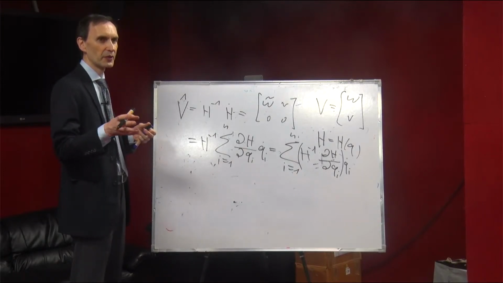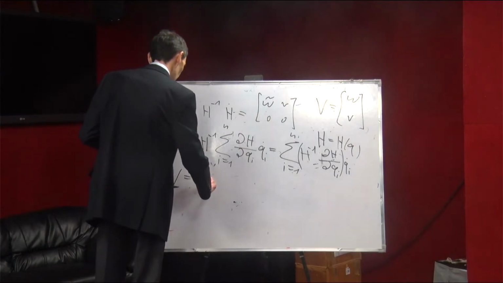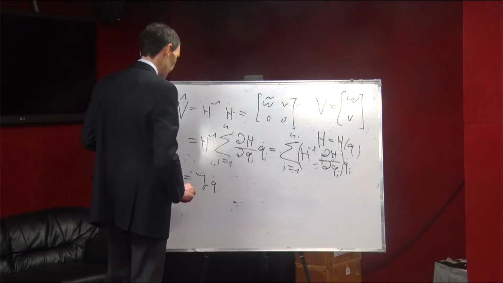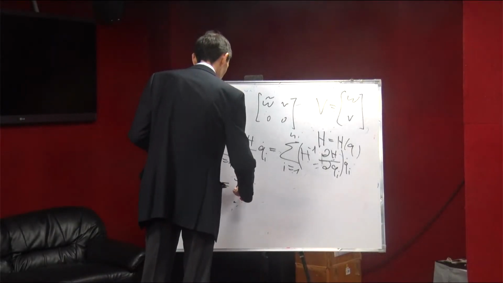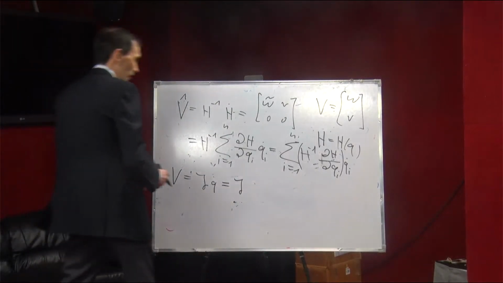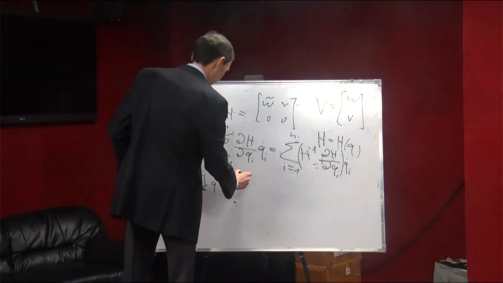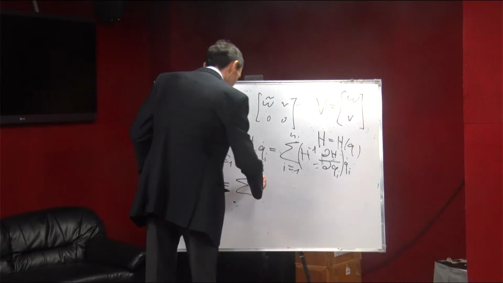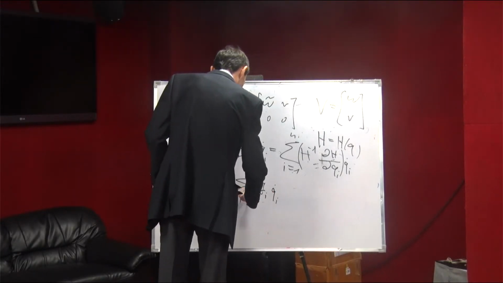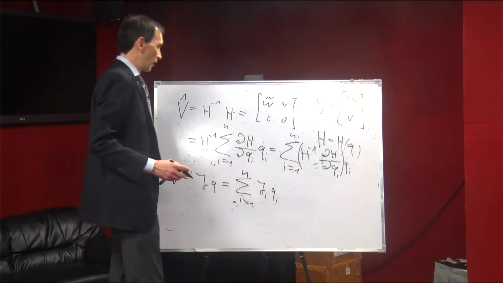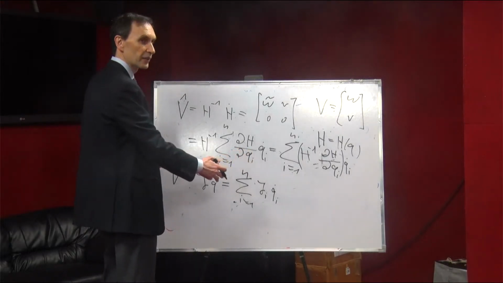Yeah, the Jacobian was there, right? Exactly. So it's also true that V is J times Q dot. You can also write this as the sum of Ji Q dot i, where i goes from 1 to n. So this is the 6 vector thing.